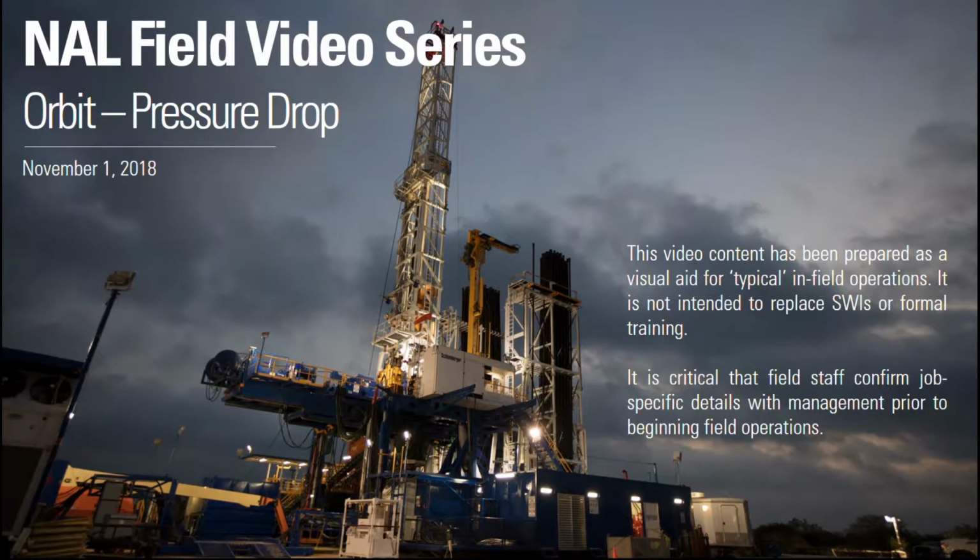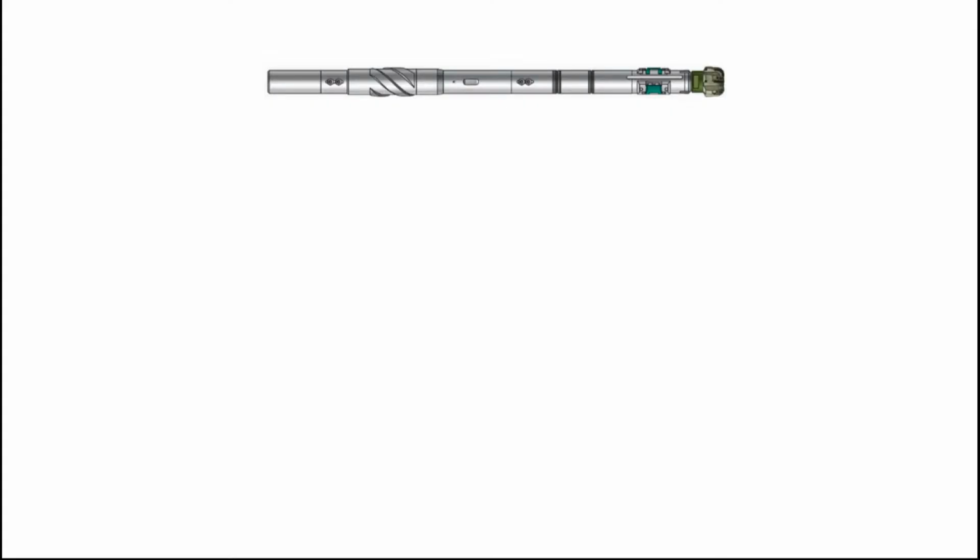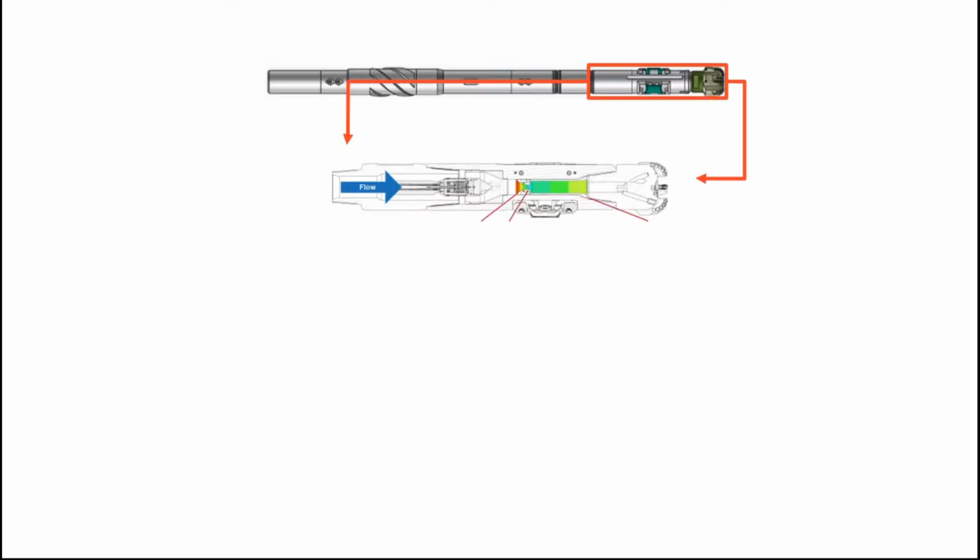This video aims to provide a fundamental background of the concept of pressure drop and how it relates to the Orbit rotary steerable system. When talking about pressure drop, we are focusing on the bias unit. This is the sub with the pads attached to it, located directly above the bit. The bias unit's job is to push the bit in a specific direction.